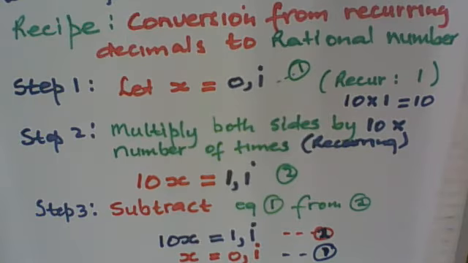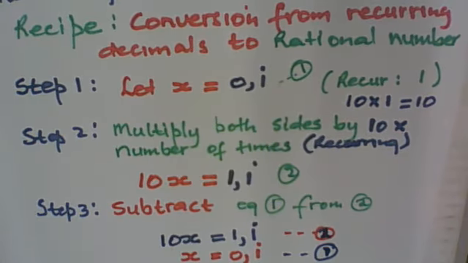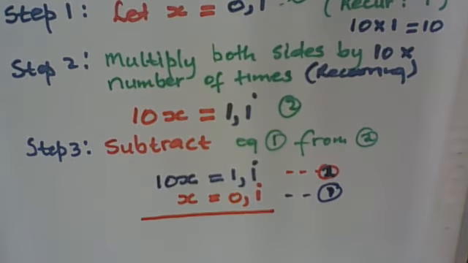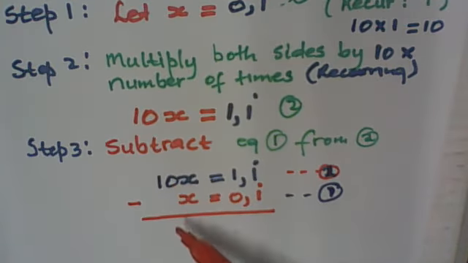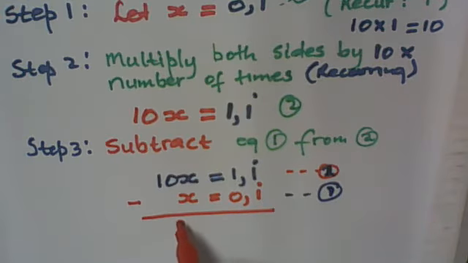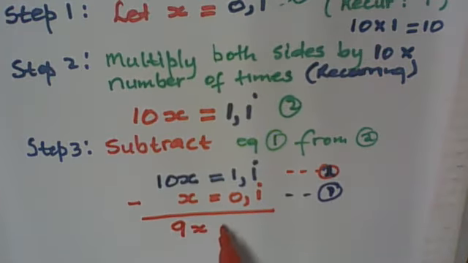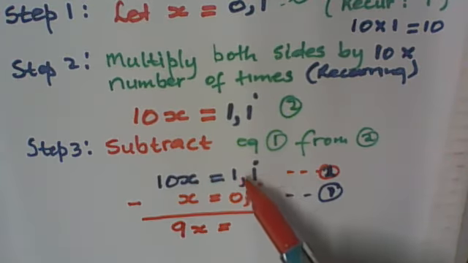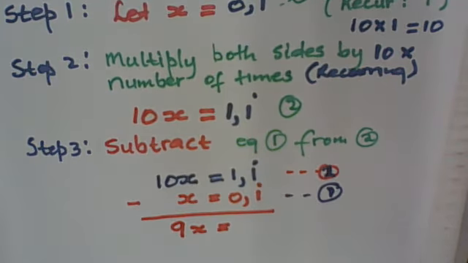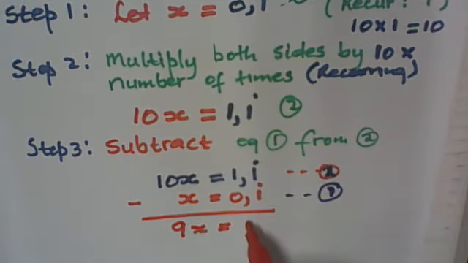So what do we do? You subtract. Now, when you subtract, you just make sure that you do the right things, guys. Never make a mistake there, because it will cost you dearly. Let's subtract. 10x minus x, that will give you 9x. And then this minus that, it's 0. 1 minus 0 is 1.